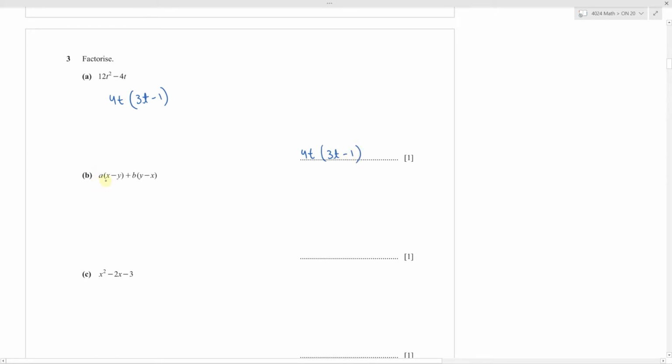Part B is a times x minus y plus b times y minus x. So now you can see that this is x minus y, but this is y minus x. So to change the signs to have the same x minus y here, I will take the negative sign outside, and this will flip the sign of x and y inside. So a times x minus y as it is, and now I will have minus b, and since I took minus outside, the signs inside the bracket will change. So this will become plus x and this will become minus y. And now I can take x minus y common, so this will be a minus b multiplied by x minus y.